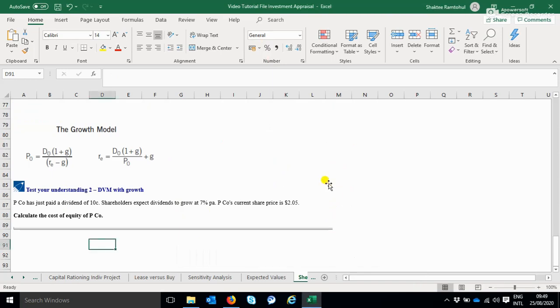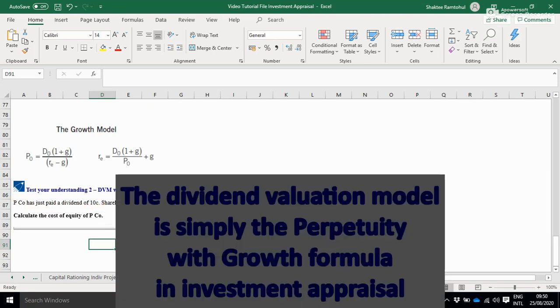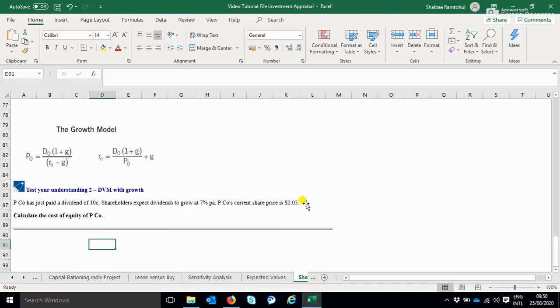Okay, moving on. Let's look at another example. This time, perpetuity with growth. So, P company has just paid a dividend of 10 cents. Shareholders expect dividends to grow at 7% per annum. P company's current share price is $2.05. Now, if you recall from the previous lecture, I've explained why this, although it seems all confusing, is simply a perpetuity with growth formula.